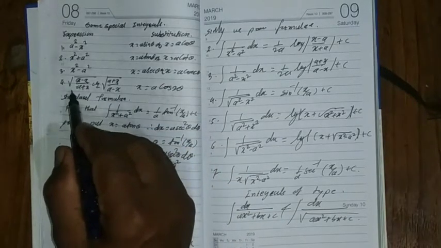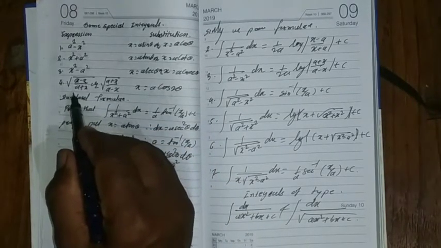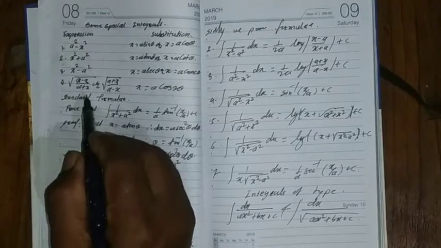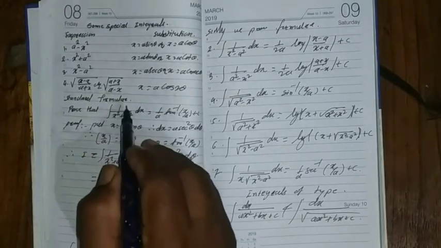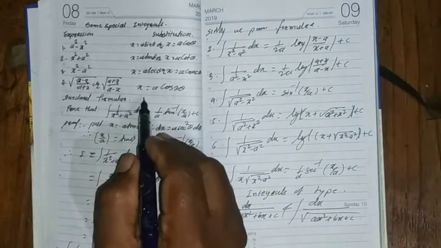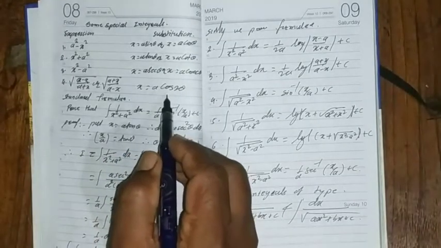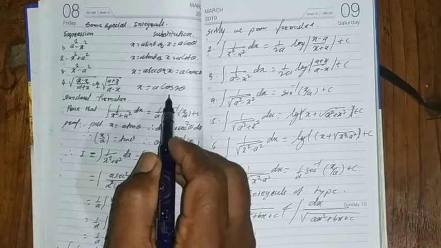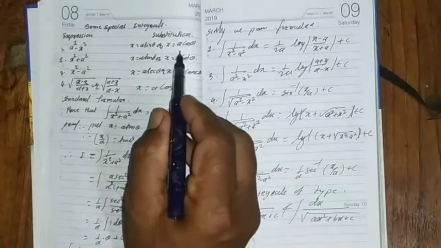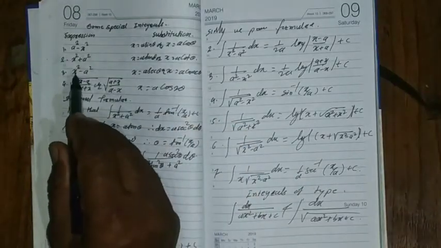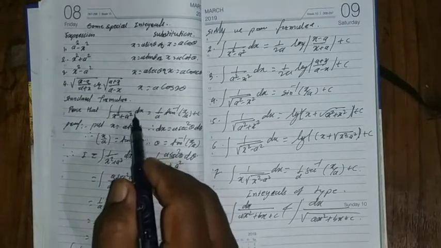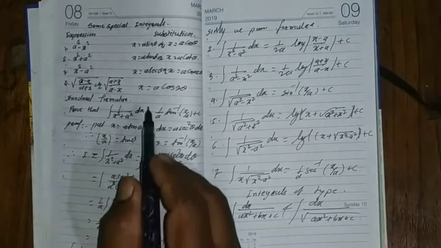Fourth, we have the term root of a minus x upon a plus x, or root of a plus x upon a minus x. We have to substitute x is equal to a cos 2 theta. We have to put these substitutions. We have to get the solution of this type of examples. We can show other examples, formulas.